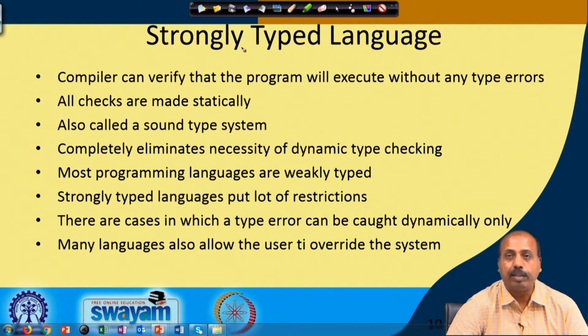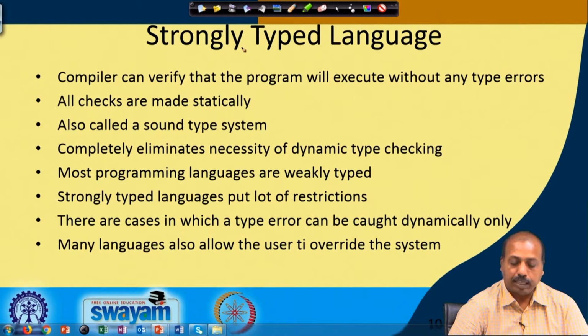Strongly typed languages put a lot of restrictions, and there are cases in which a type error can be caught dynamically only. As I was telling, say some array bound increasing beyond the limit. Those types of checks cannot be done statically. They have to be done dynamically only. Similarly, when you are calling a function pointer, when it is returning a function, whether that function is of proper type or not can be checked only dynamically, because it will be decided at that point whether the function that has been returned is returning a proper value of correct type for assignment to some other variable.